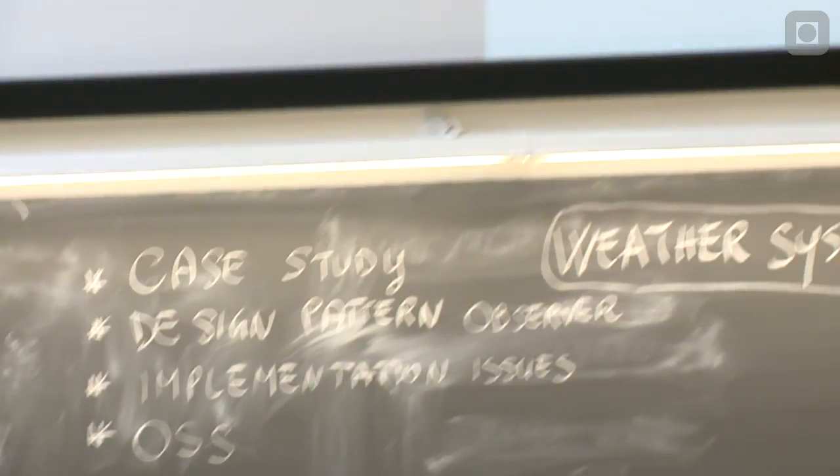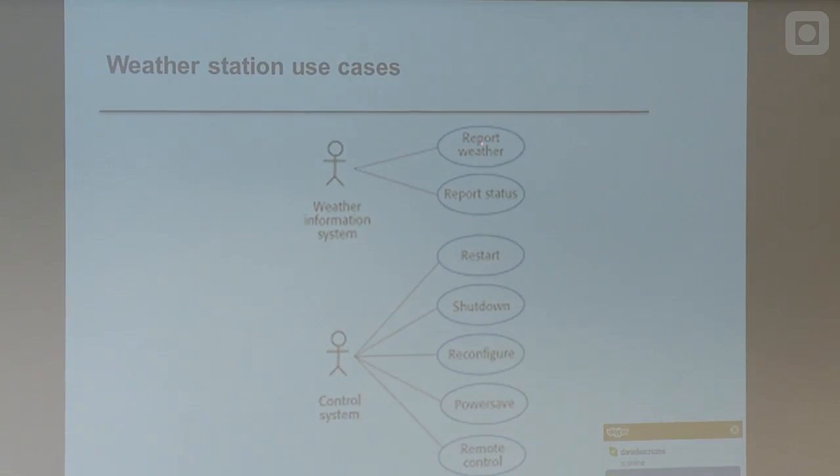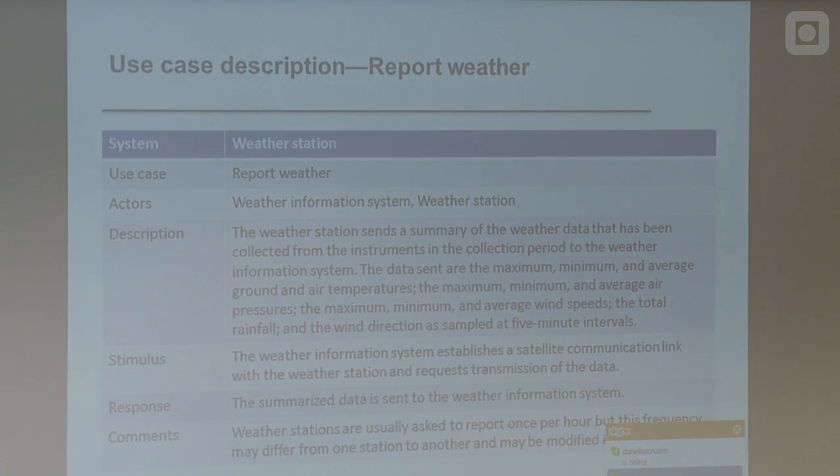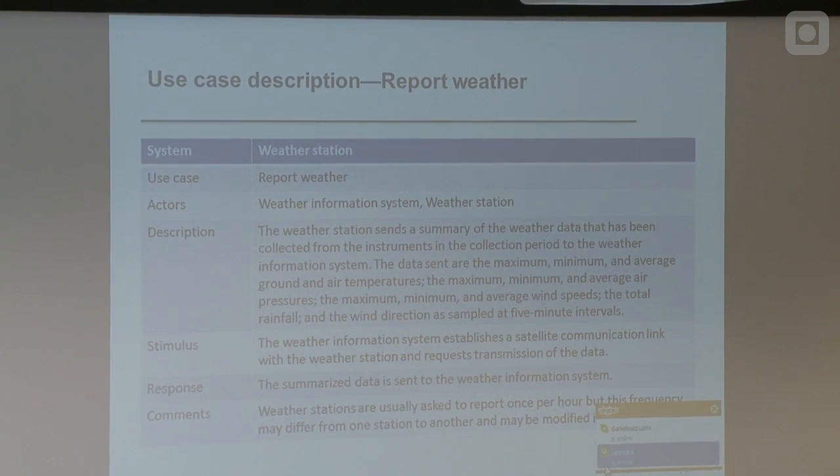So we take one of the use cases, we take this report weather, and we can decompose it further into a textual use case. Those of you that have done your first exercise have already made a textual use case, and you see that the textual use case, as you know now as well as me, is something that has a title, actors, a formal description, an input, a stimulus, a response, and some additional comment about its behavior.